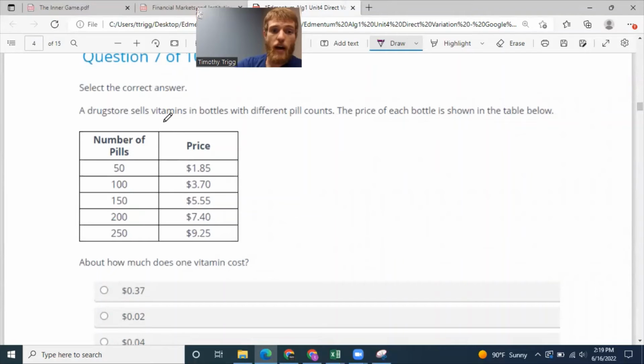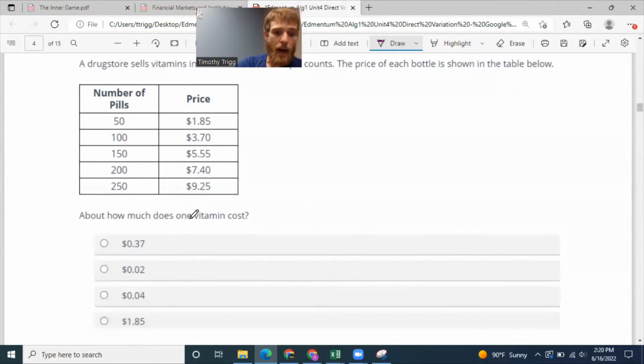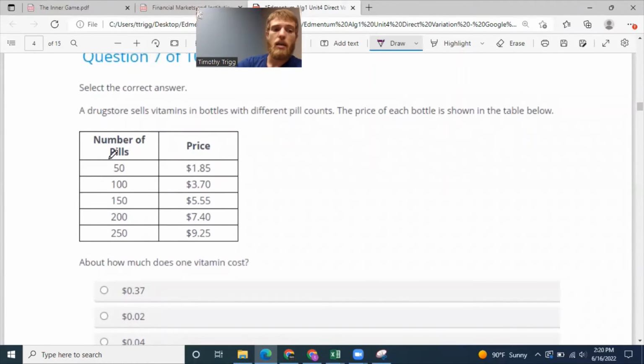A drugstore sells vitamins in bottles with different pill counts. The price of each bottle is shown in the table below. All right, so we got some number of pills and their prices. About how much does one vitamin cost? So one thing to keep in mind here, let's just go and use one of these coordinate points. We'll just use the smallest one in this case. 50 pills costs $1.85. We could use the y equals kx to find the value of k. Once we know the value of k, then we can find how much does one vitamin cost?